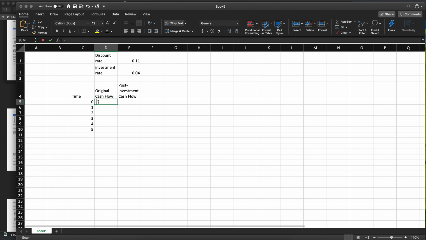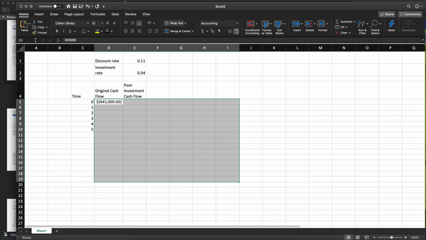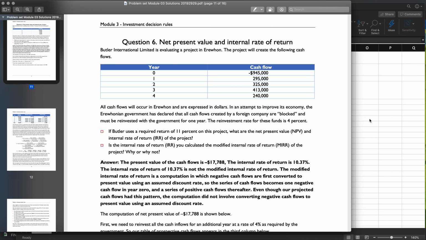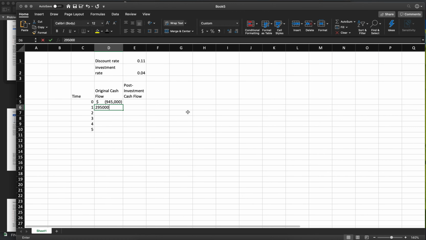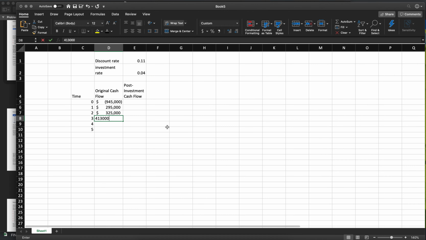The idea being that in the first example, we have these cash flows: minus 945, and then years 1, 2, 3. And let me make everything in dollars. So the idea is that we get some investment in year 1, we have to invest it in their government, and we don't get it until year 3. Okay, 295, 325, 413, 240. And we have no cash flow in year 5.